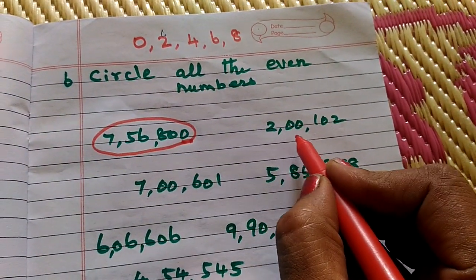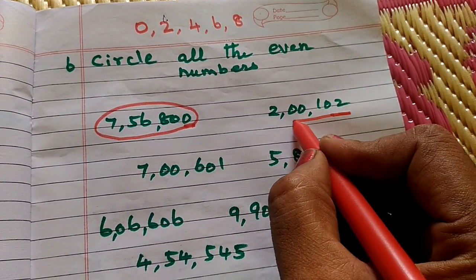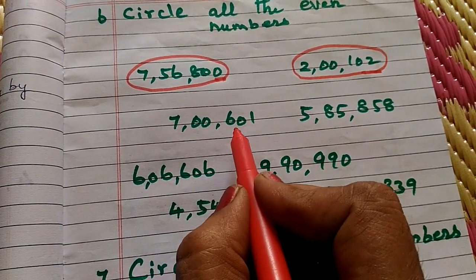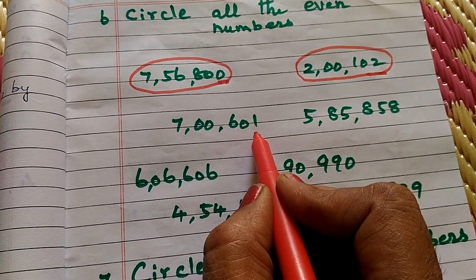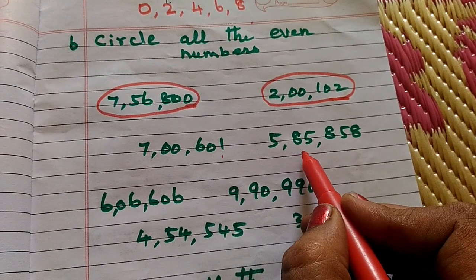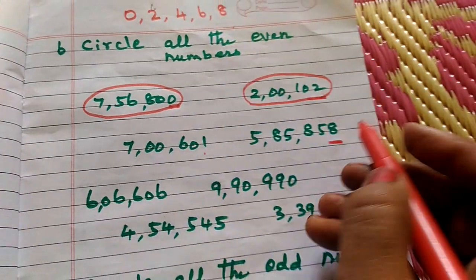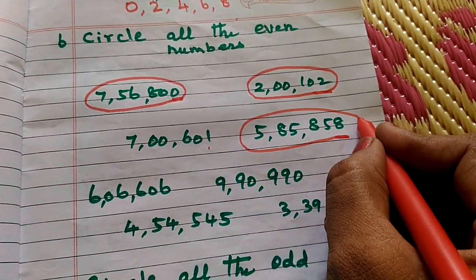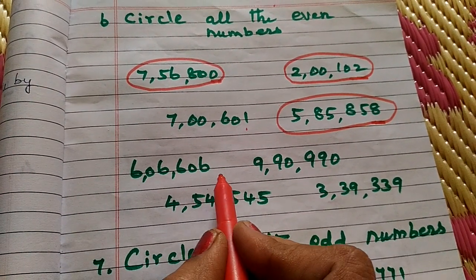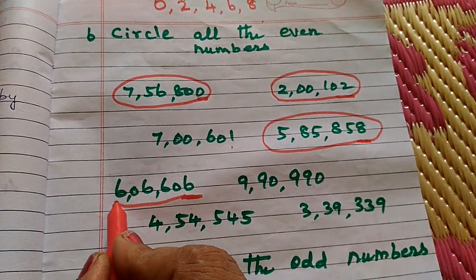Then 2,102. 2 is the even number. Then 7,601. 1 is the odd number. See here, 1 is the odd number. Then 5,85,858. 8 is the even number. So you circle this. Then 6,06,606. 6 is the even number. So circle this.